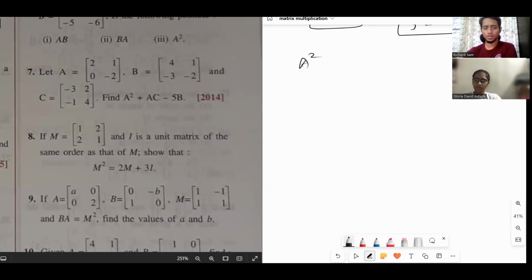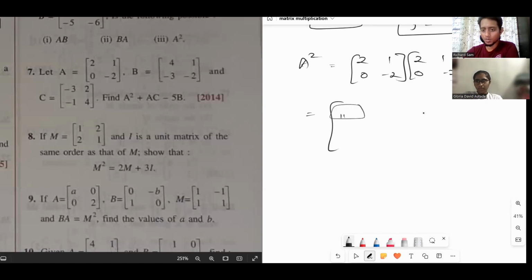A square means A into A. That's 2, 1, 0, minus 2 multiplied with the same thing, 2, 1, 0, minus 2. So first step, first row into first column.